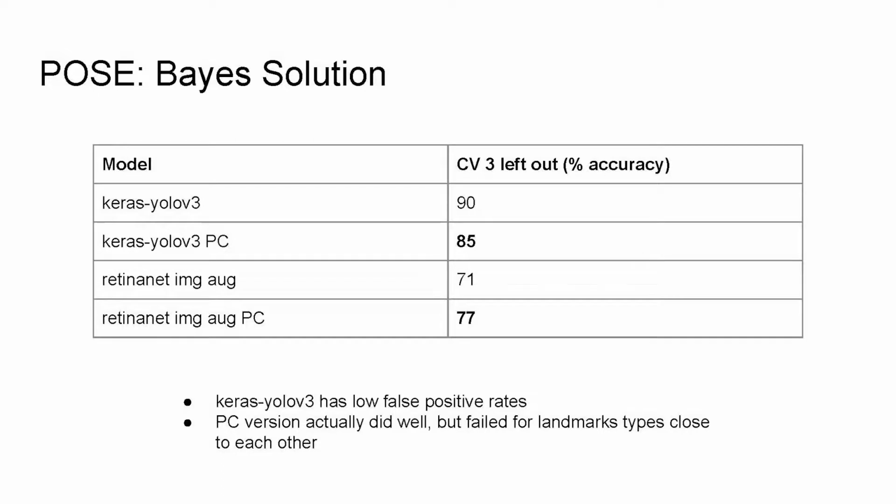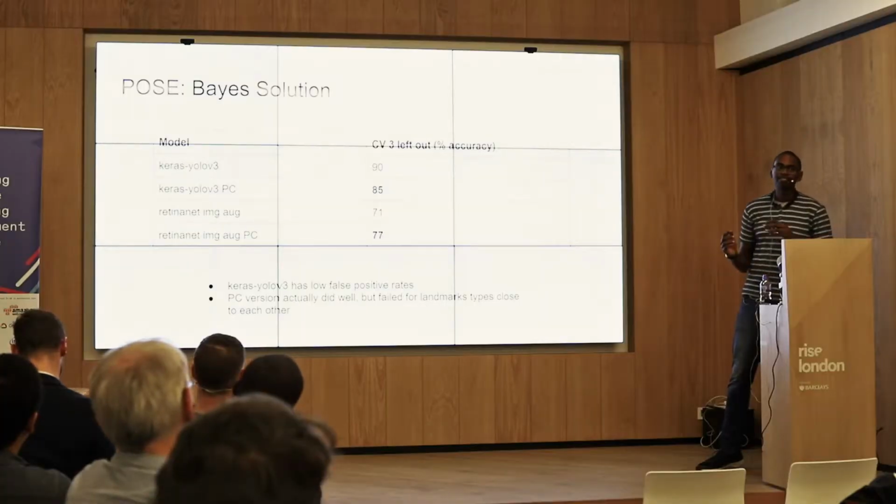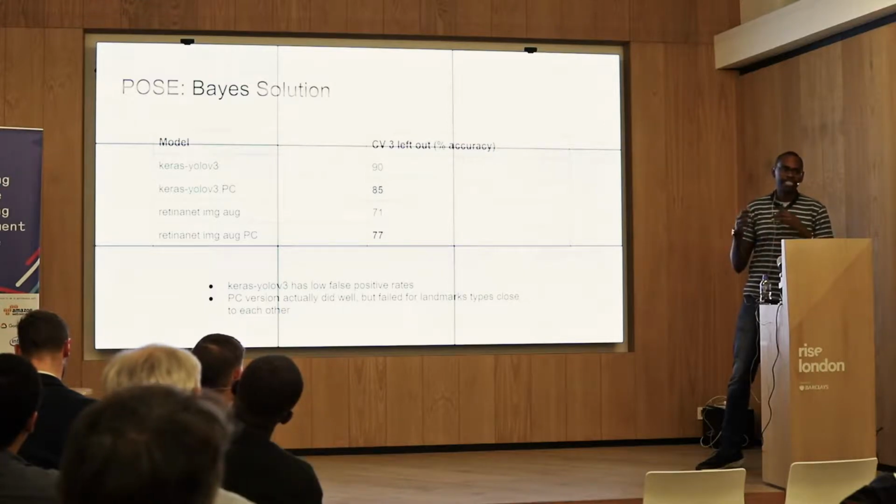So this is the cross validation left out. And actually I say better results, but if you look at it, for YOLO V3 it's worse, but that's for a very good reason. If you look at the RetinaNet image augmentation, the previous result was 71. I actually get 77 here, and one of the advantages of the probabilistic method is that it does very well against false positives because I'm not brute forcing it anymore.